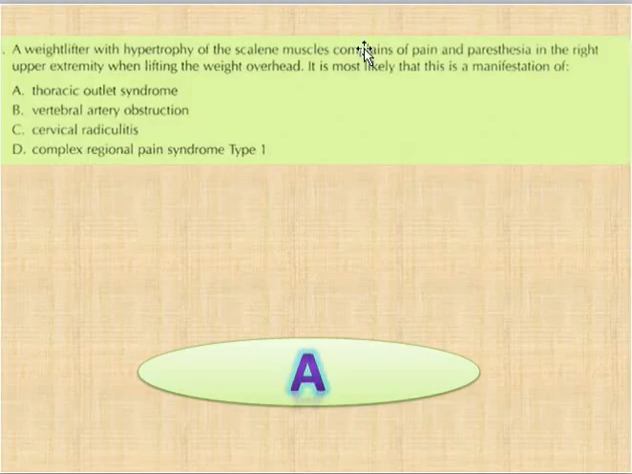A weightlifter with hypertrophy of the scalenus muscle complains of pain and paresthesia in the right upper extremity when lifting weight overhead.